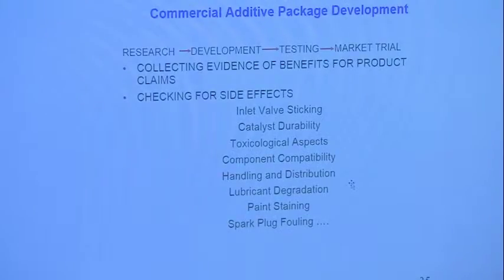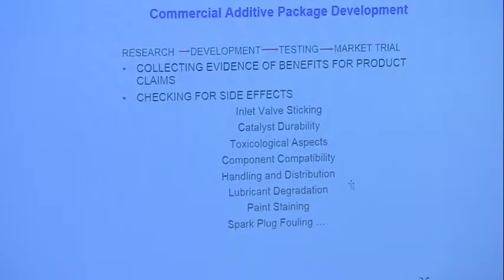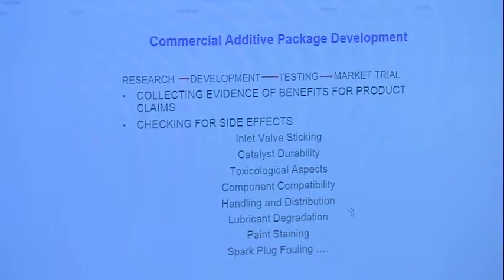And commercial additive package development is a very complicated and expensive process, because you do research and development, testing, and market trial. You have to collect evidence of benefits. Quite often, fuel companies do this because they want to market fuels. As a marketing exercise, they want to say that our fuel is better than everybody else's. And therefore, they need to collect evidence for the benefits of product claims.